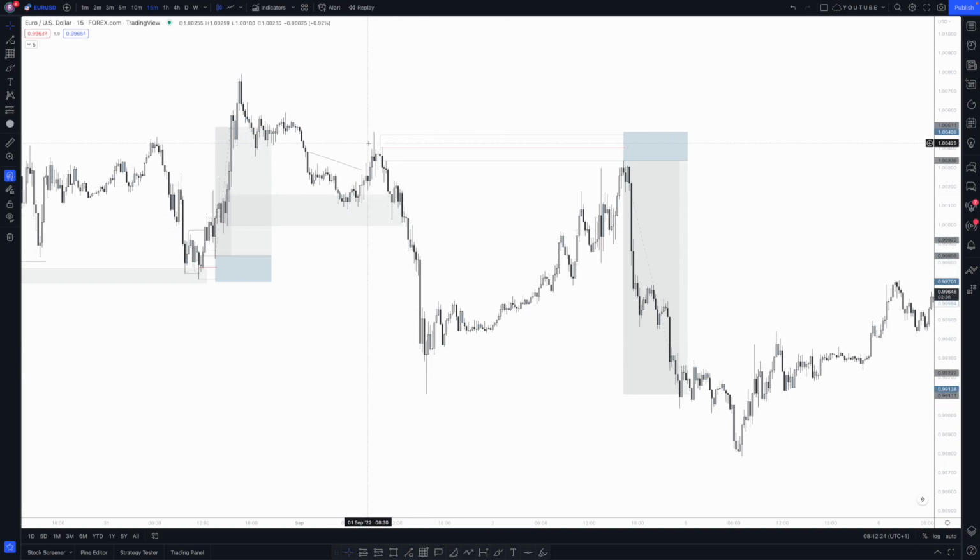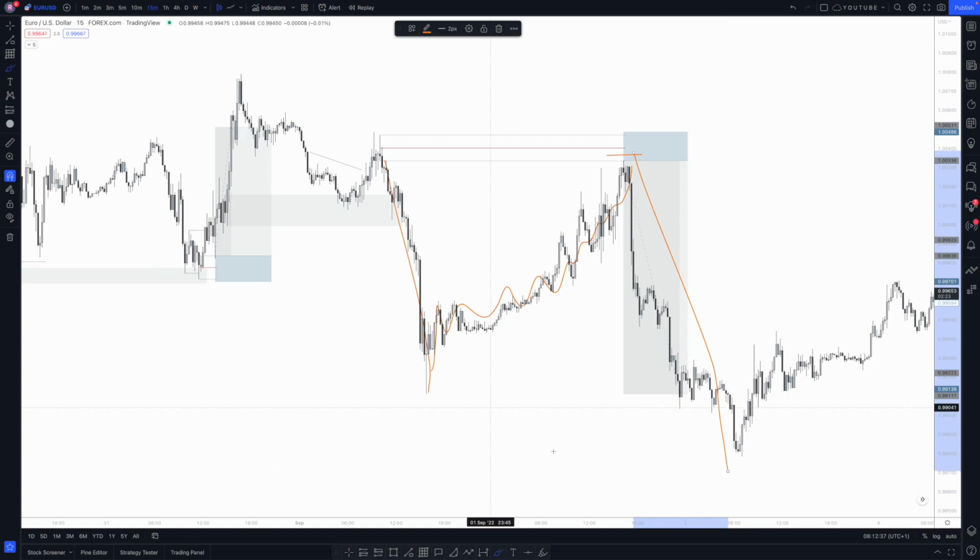So you just need to, like I said, if you don't know what all this stuff is, there's videos on my channel that you can go ahead and watch. But then what happens is we impulse down, we get a nice corrective move showing us that price is slowing down. We tap into our POI and then we explode to the downside once again, breaking the structure here.